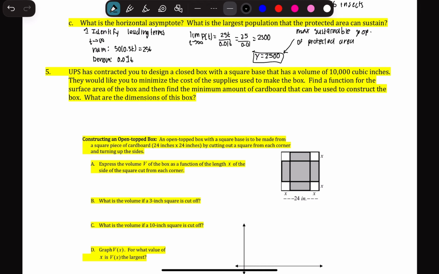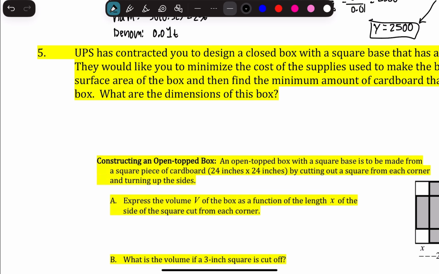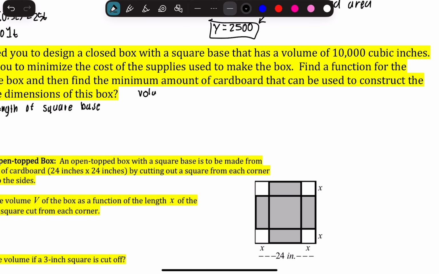That is a closed box, and we want to minimize the surface area. So we want to define our variables first. x is going to be the side length of the square base, and h is going to be the height, and we're going to try to create a representation for the volume. So the volume is specifically v equals x squared times h. That gives us x squared times h is equal to 10,000.